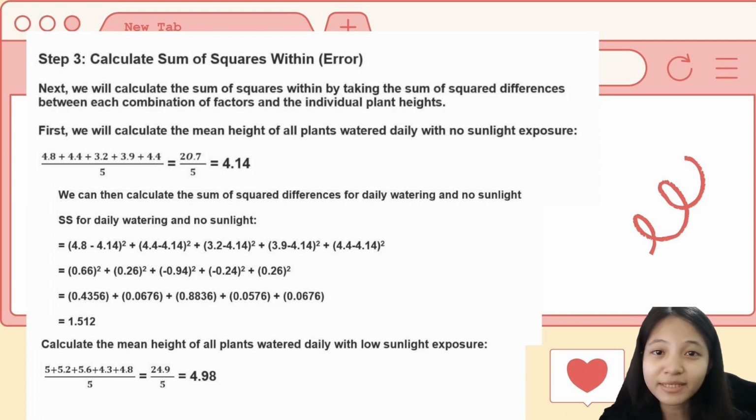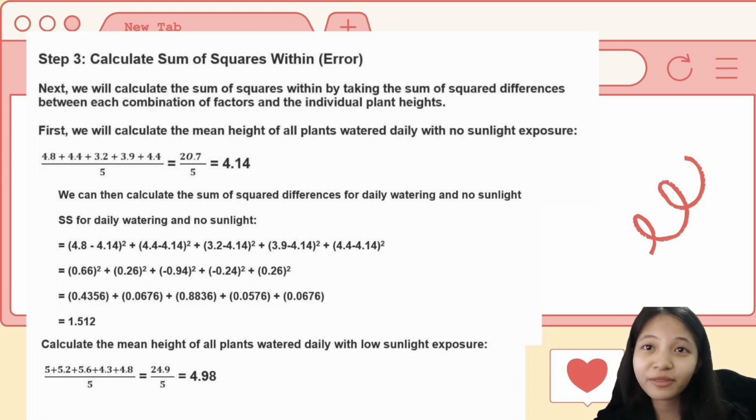plus 0.26 squared equals 0.4356 plus 0.0676 plus 0.8836 plus 0.0576 plus 0.0676 equals 1.512. So 1.512 is your sum of squares for daily watering with no sunlight exposure.